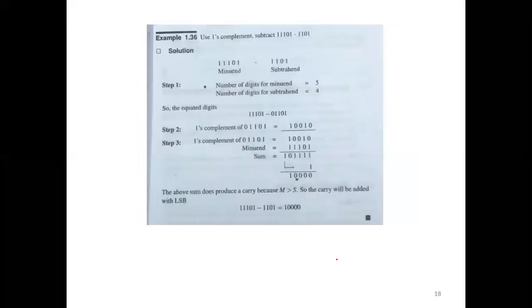This is an example for 1's complement subtraction. Same concept. Here, finally, the carry will be added to the output. That's all. Finally, if there is a carry, you have to add that carry to the output. That is the concept of 1's complement subtraction output.